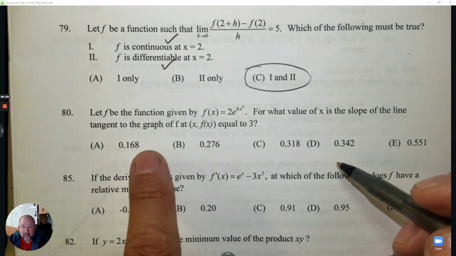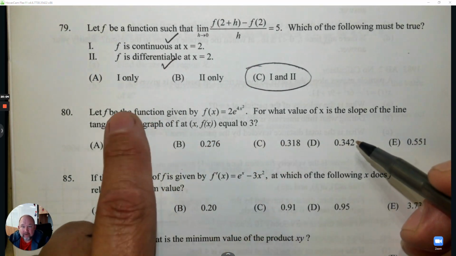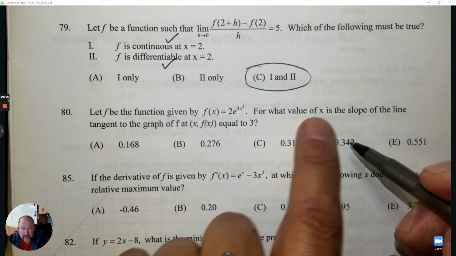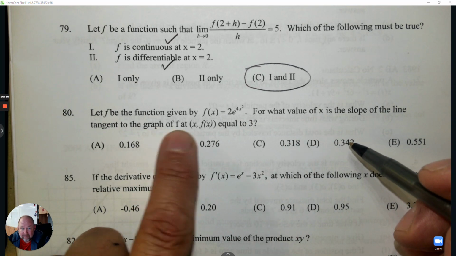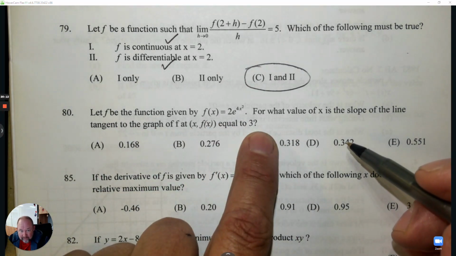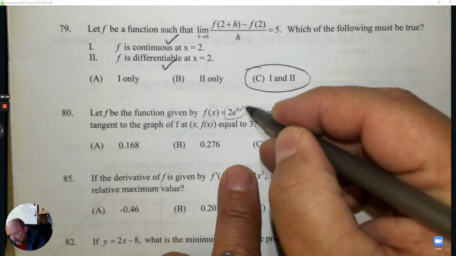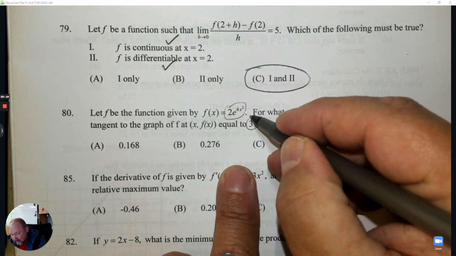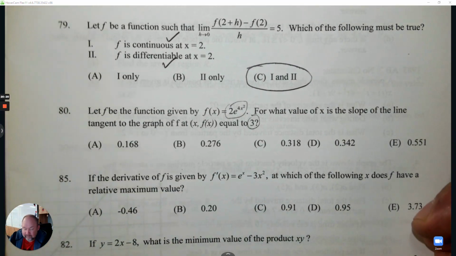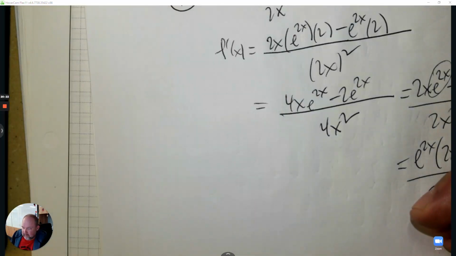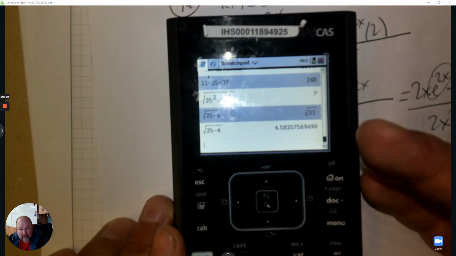Okay, this one's going to need a calculator. Do you see that? So we're given a function. For what value of x is the slope of the line tangent to the graph equal to 3? So in other words, I'm going to take the derivative equal to 3 and see what the x value is of that. Let's see if we can do that. Let's see if I'm fancy enough to do it in one step. Let's do it together.